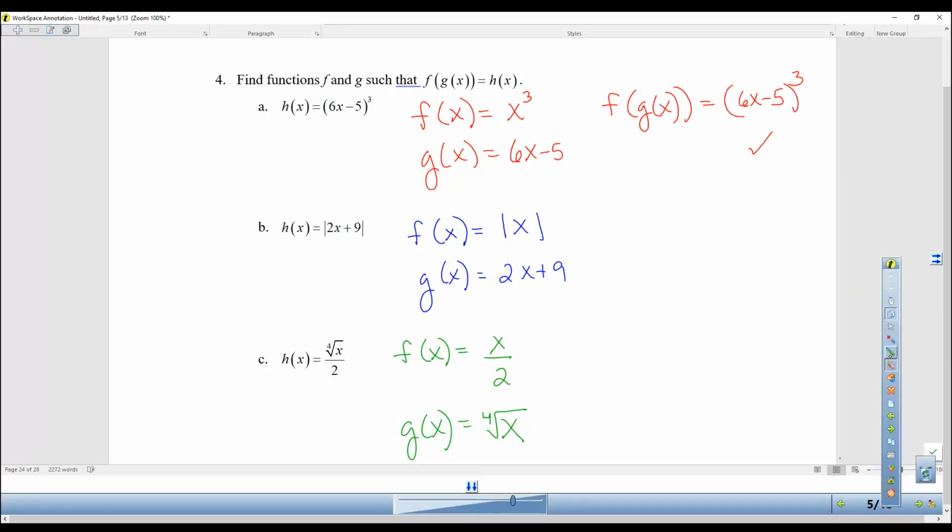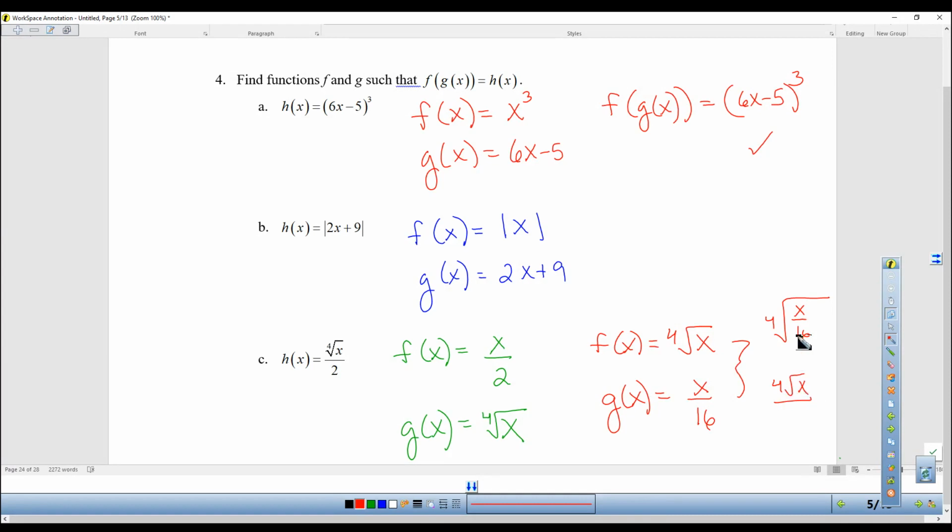So here's another thought. Maybe somebody had f of x is equal to the fourth root of x, and then g of x, this one would be much harder, would be x over 16. Let me check that and make sure that actually works. So f of g of x, x over 16, would give me the fourth root of x over, and the fourth root of 16 is 2. So, you know, there's more than one way to do it. You can find a way that works for you.